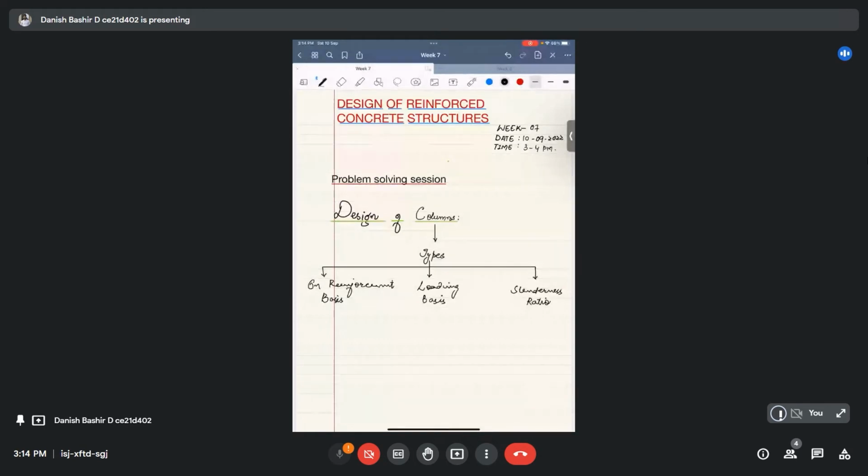Based on the classification by type of reinforcement, we can have tied columns, spiral columns, and composite columns. In this classification, we have three subcategories. We have tied columns, another category is spiral columns, and another category is composite columns.